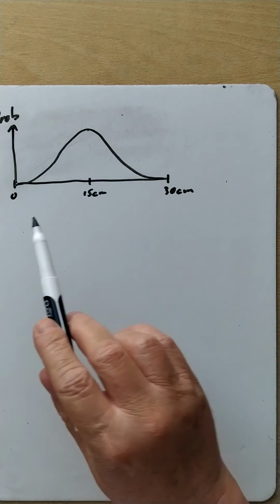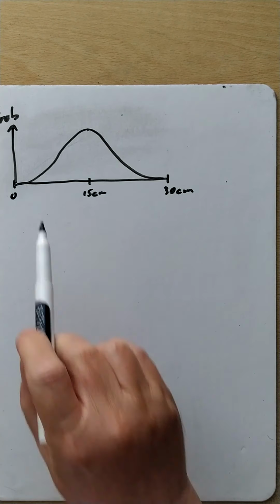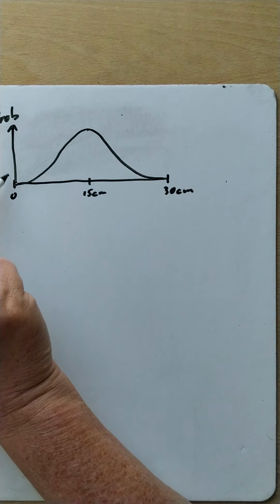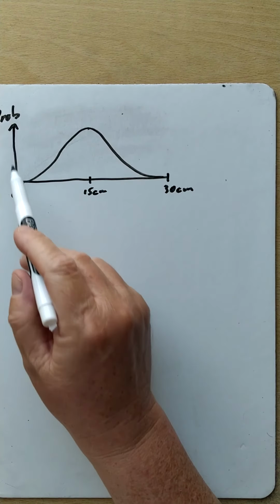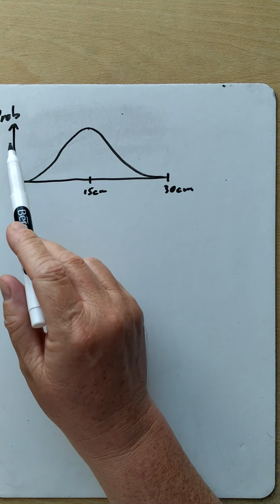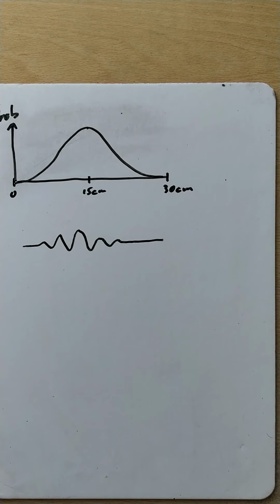Now, the thing I want you to notice about this graph is that along here, this is a position axis. But along this axis, we have something that has nothing to do with position. It's an abstract mathematical function. It's a probability. We have a very similar thing in quantum mechanics called a wave function.